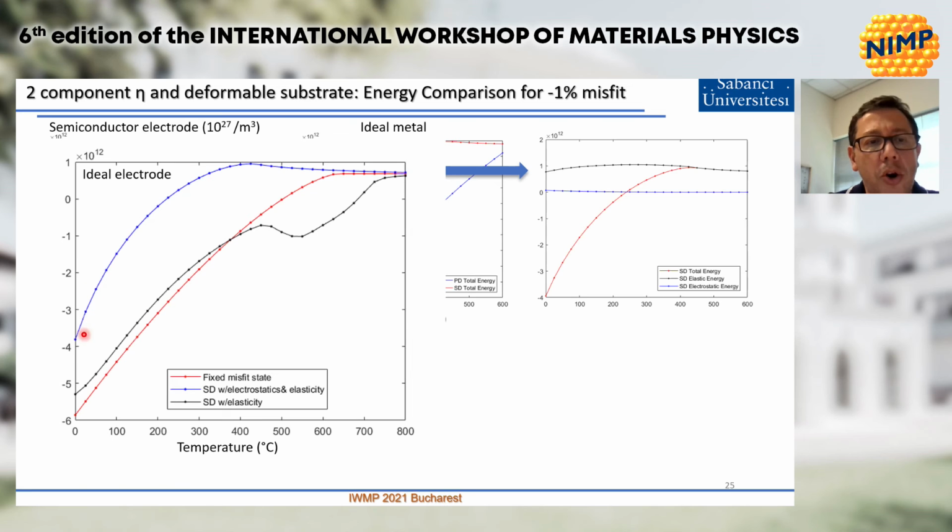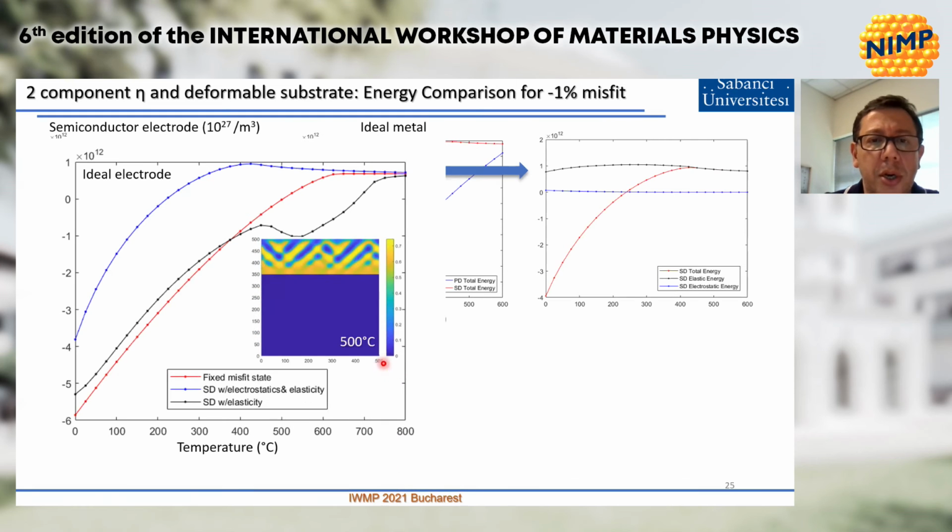So the system actually goes to a higher energy, despite the fact that it tries to minimize the electrostatic energy. The reason for this is something I'm going to explain in the next slide, but I just skipped this hump here. If we look at the case with this elasticity, I think this is a good example to show the onset of phase coexistence.